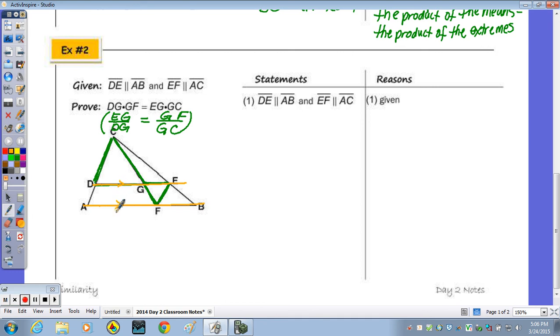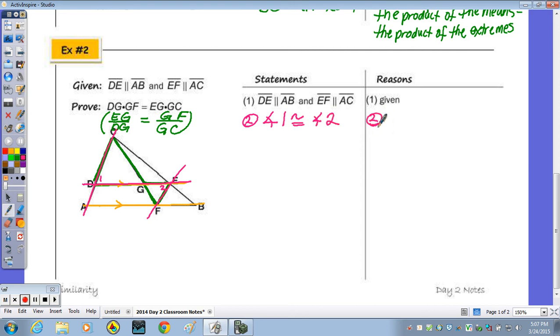And we also have EF, I'm just going to extend it, parallel to AC. Now, looking at those two parallel segments, say with this transversal, I have these alternate interior angles congruent. So number 2, I'm going to say that angle 1 is congruent to angle 2.